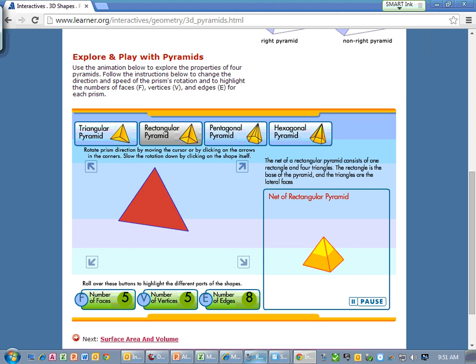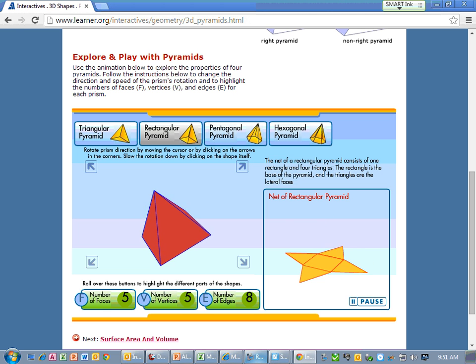Okay, so we've got pyramids now. So you should have lesson 12.1. Today we're going to talk about different parts of pyramids.